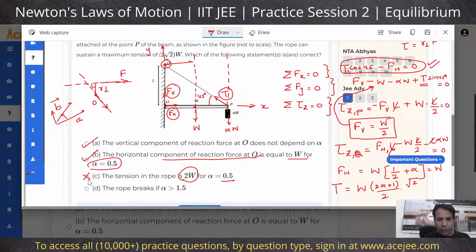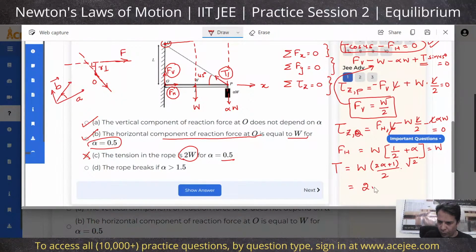The rope breaks if alpha is greater than 1.5. Well, the maximum tension is when alpha is 1.5. When alpha is 1.5, then T becomes 2 root 2 W. Right, Peter?